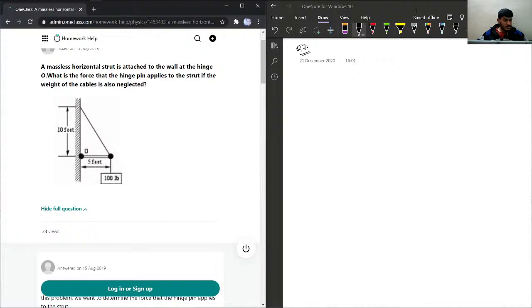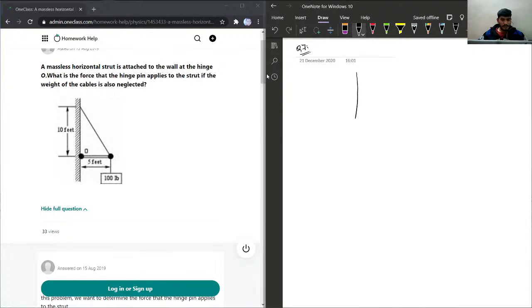So in this question, a massless horizontal strut is attached to the wall at the hinge O. So this is the strut. What is the force that the hinge pin applies to the strut if the weight of the cable is also neglected?